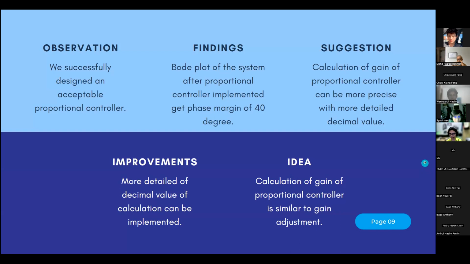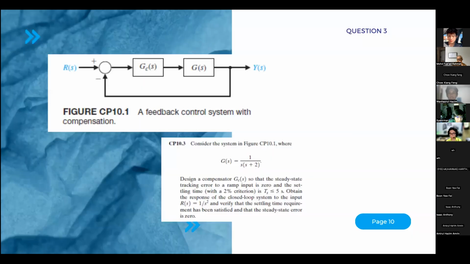And for question 3, Wan Hazrul Hazim, please. Thank you. For question 3, the question asks us to find the compensator GC so that the steady state tracking error is 0, and also the settling time is within the 2% criterion, which is TS less than or equal to 5 seconds.